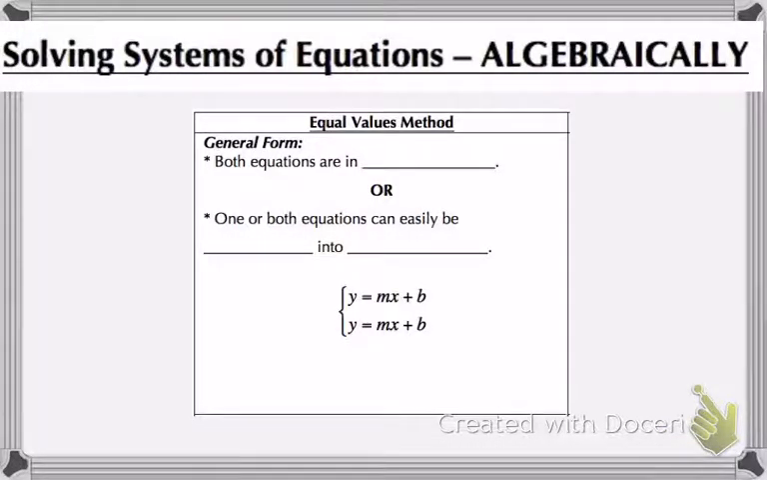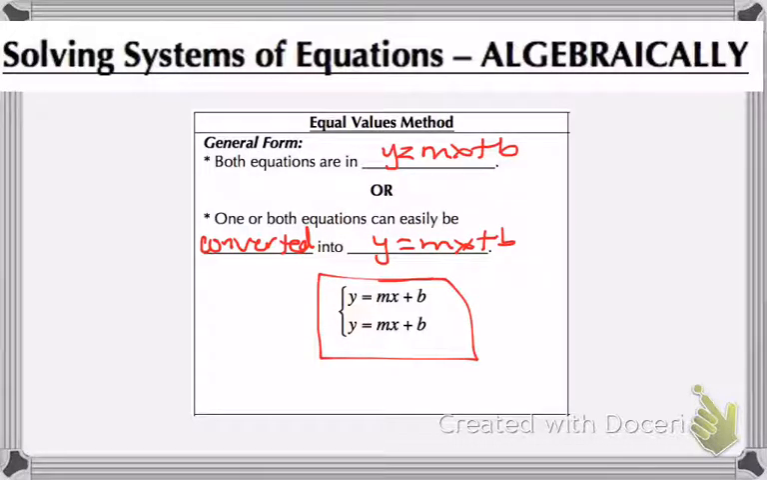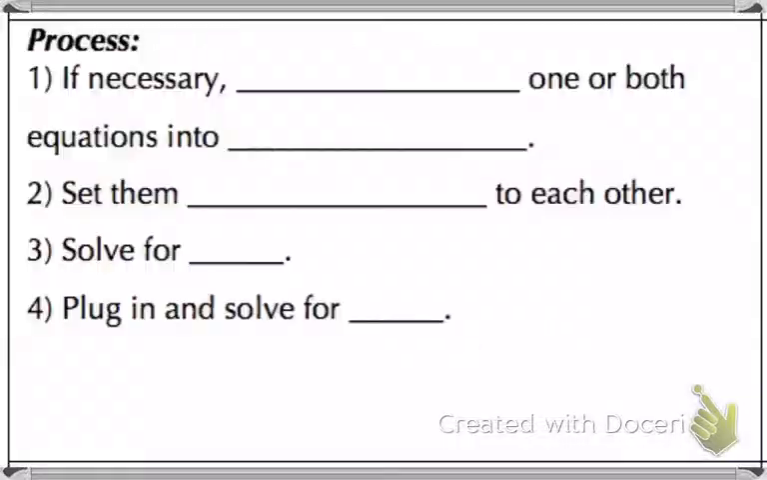Okay, so now we're going to dip into the first algebraic method called the equal values method. This is actually a subset of substitution that you're going to learn about tomorrow. It's just a little bit easier method of substitution. So we typically follow the equal values method when both equations are in y equals mx plus b, or one or both equations can easily be converted into y equals mx plus b. So if you see something that looks like this, equal values is a good idea.